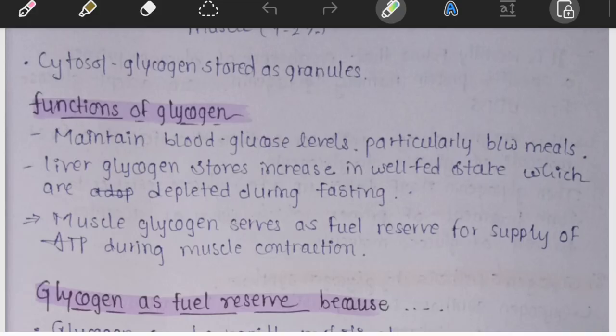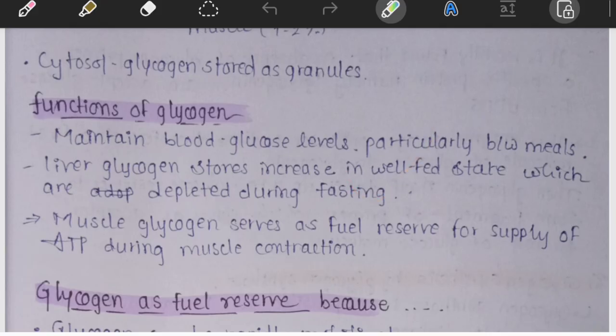If liver glycogen is deficient, the patient develops fasting hypoglycemia. Remember this, it becomes important in glycogen storage diseases. Second function, liver glycogen stores increase during the well-fed state, and during fasting these stores decrease. Very logical, the fed state means storing and fasting means spending. Think of it exactly like depositing and withdrawing money from the bank account.